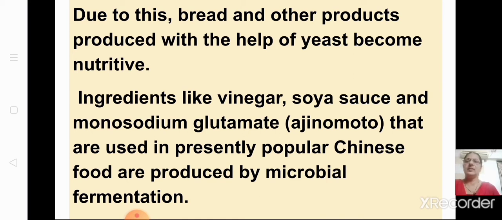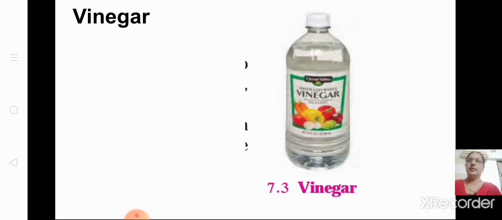Not only bread, even ingredients like vinegar, soya sauce and Ajinomoto, that is monosodium glutamate, that are used presently in popular Chinese food, are produced by microbial fermentation. Not only bread, even this Ajinomoto, vinegar, soya sauce which we use for Chinese food, isn't it? They are also produced by microbial fermentation only. So even here microbes are used. Okay. So next one we'll go to vinegar.